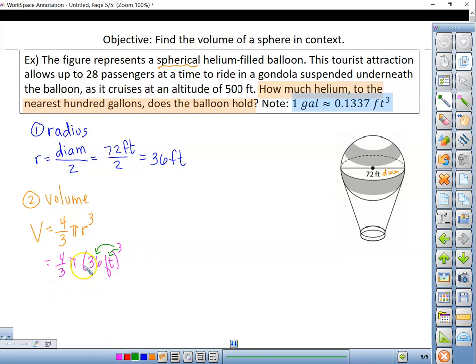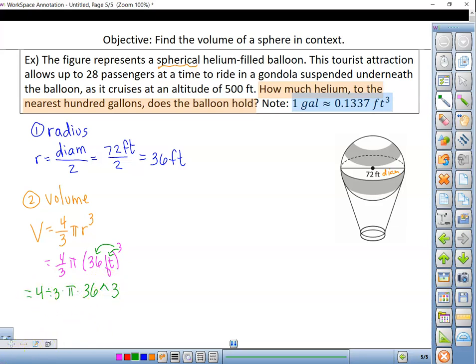When you use your calculator to do 36 to the third power, your calculator very likely does not have an x cubed key. So what you have to use is the generic exponent key, which, at least in the classroom calculators, looks like a caret. So you type your 36, your exponent key, and then follow with your exponent value. When you do times 4/3, the best way is to do 4 divided by 3, then do times pi, then times your 36 cubed.